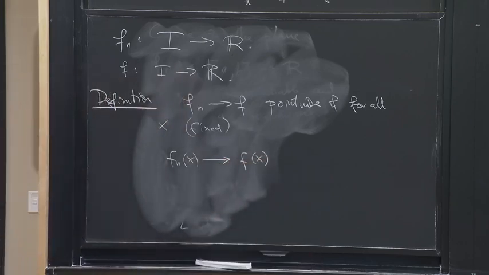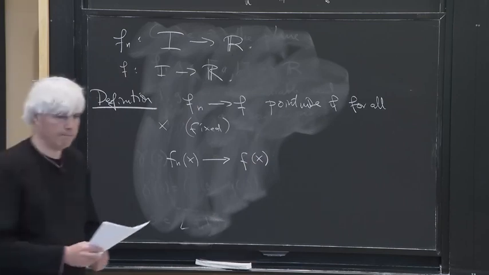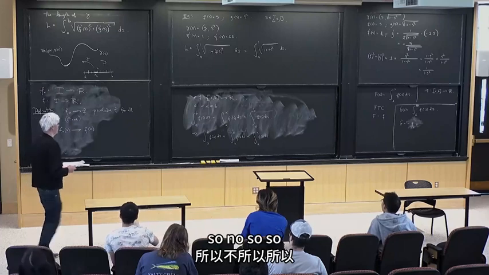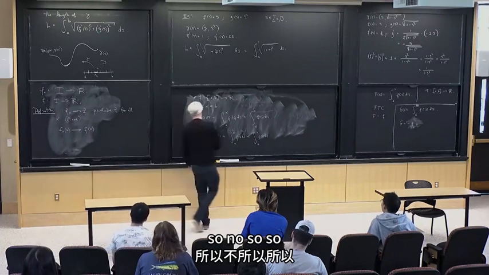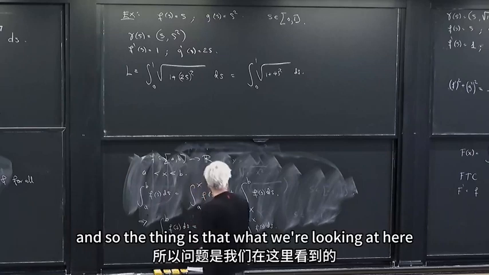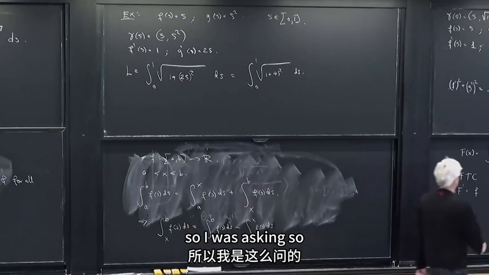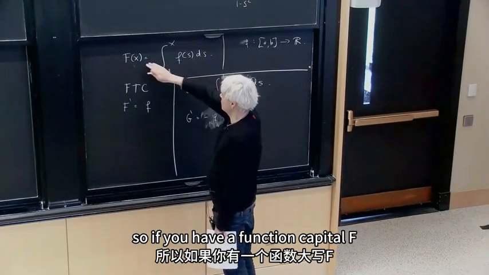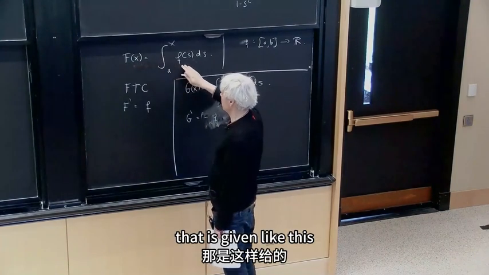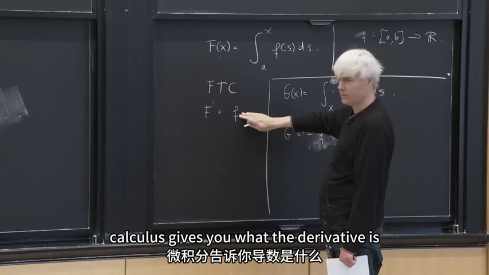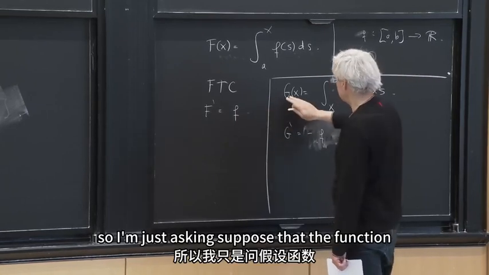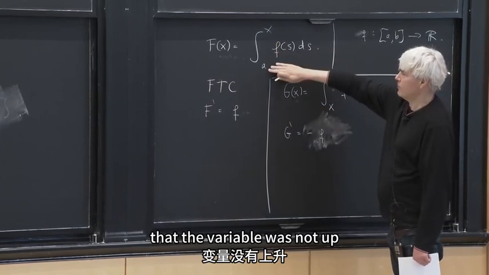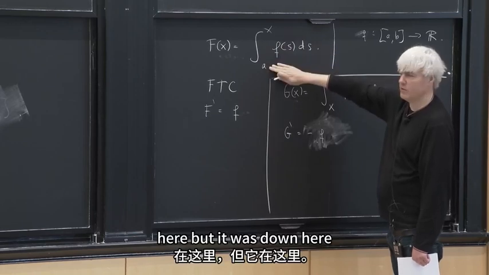Sorry, I had a super quick question about the last thing. How do you know that the integral from a to b of f(s) ds is 0? So, no. The thing is that if you have a function, capital F, that is given like this, the fundamental theorem of calculus gives you what the derivative is. So I'm just asking, suppose the variable was not up here, but it was down here.